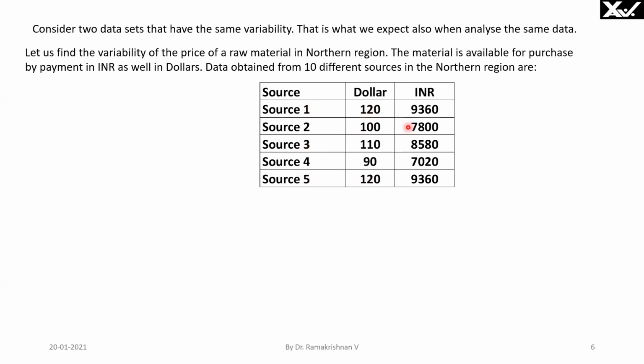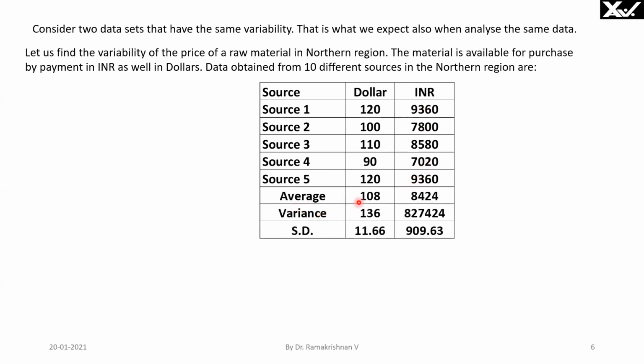The dollar price is given here. INR price is given here. Now we can find out the average: sum it up, divide by 5, 108. Sum these INRs, divide by 5, you will get 8424. Variance, you know how to find out. You are given the formula. And standard deviation is square root of 136 here, square root of 827424 here.